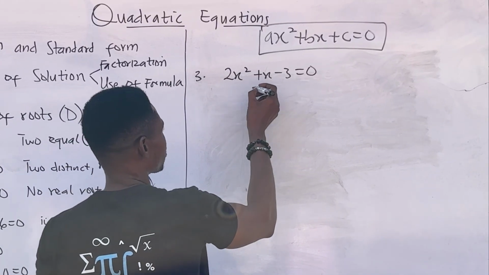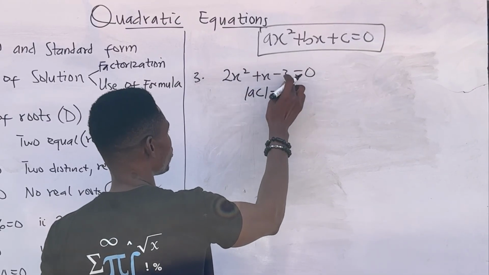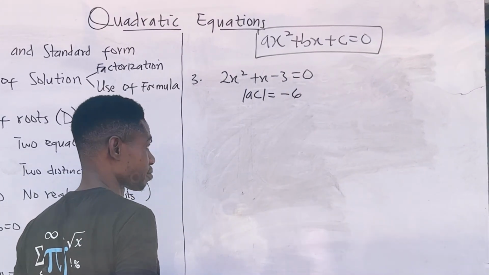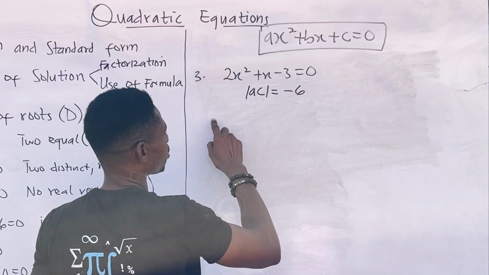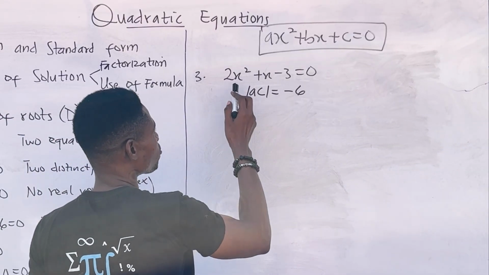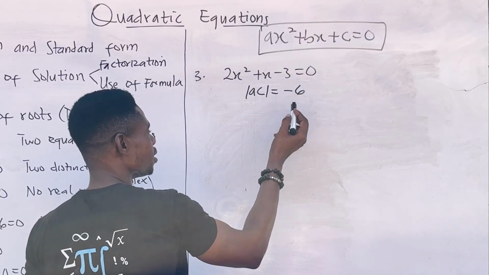First, we get our AC, which is equal to 2 times minus 3, that's minus 6. You know, in the other examples, we said we are looking for factors of C. But now we'll look for factors of this AC, which is 6.